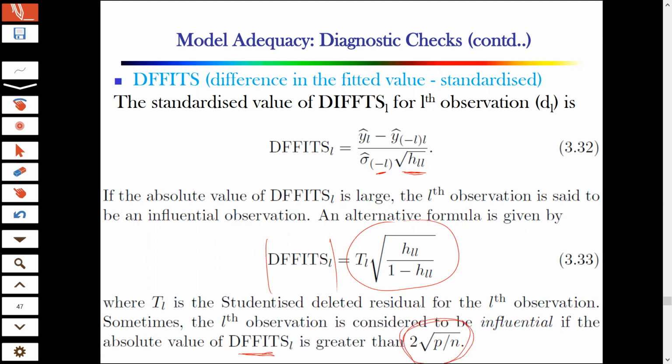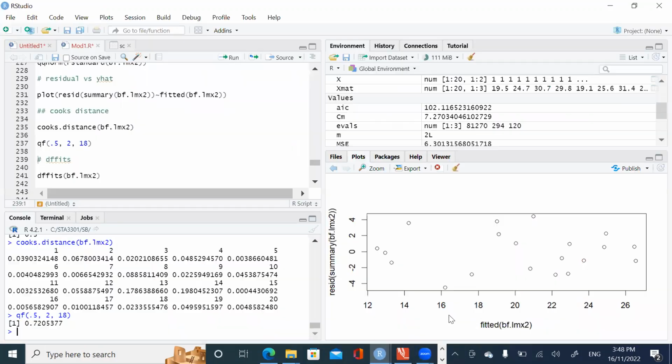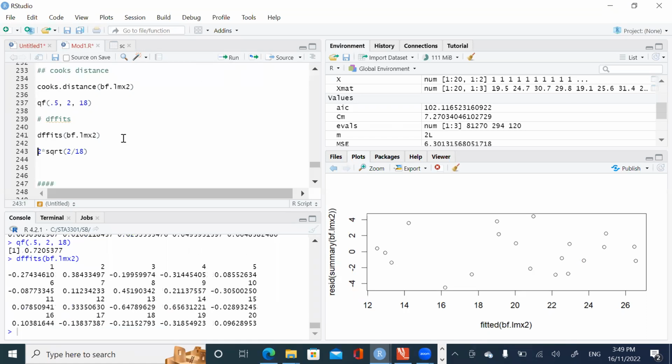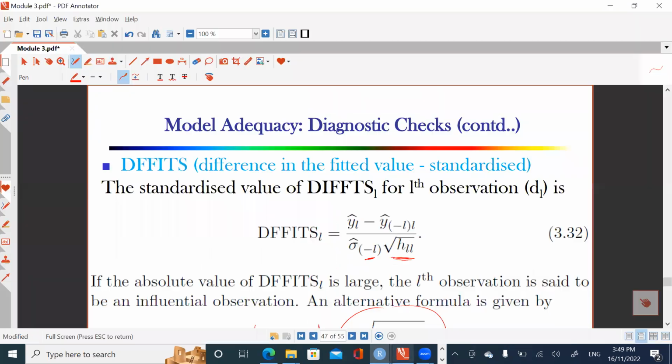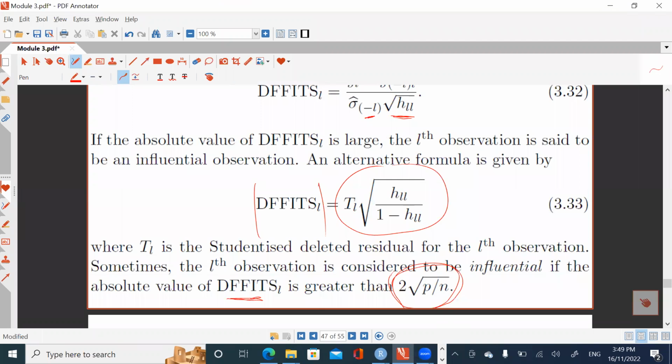So let's look at our example, DFFITS. Our model has only X2. If we calculate the DFFITS, this is our DFFITS value. Now we are calculating 2 square root of P by N, because we'll need to compare against that one.